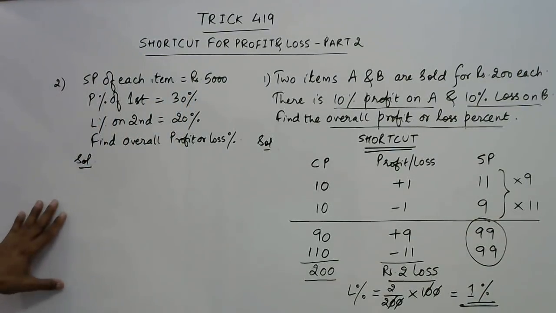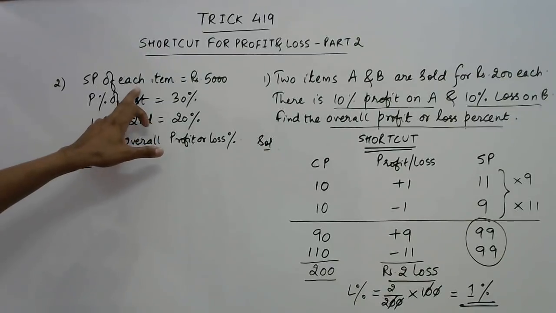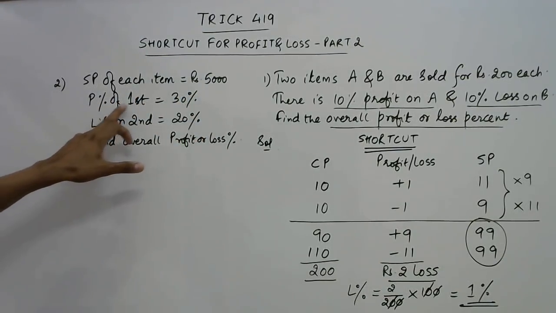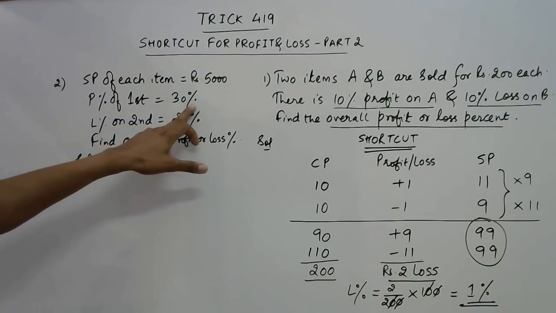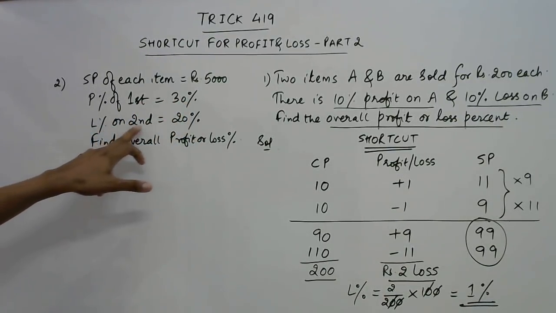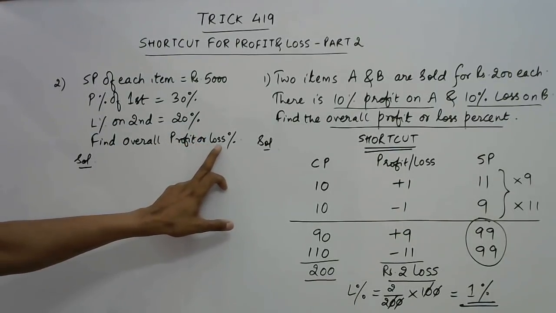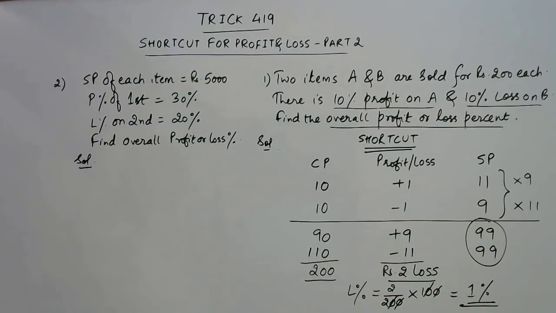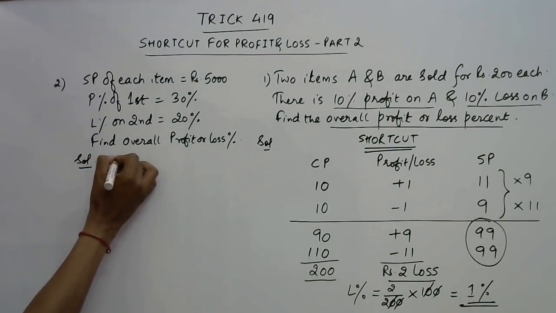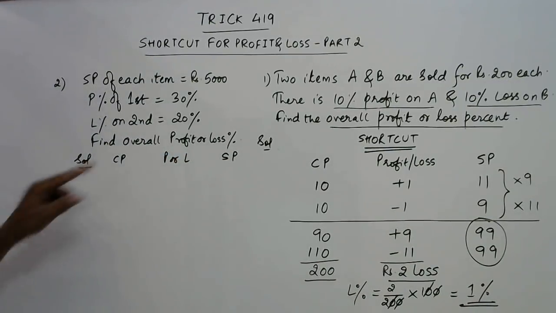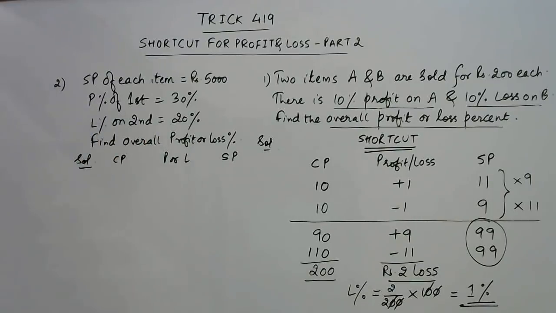See, here I have changed the quantities. Now the selling price of each item is rupees 5,000. We have profit percent of the first item is 30%, and loss percent on the second is 20%. So we need to find the overall profit or loss percent. So let's draw the table again, the same kind of table here which we drew. So CP, profit or loss, and SP.